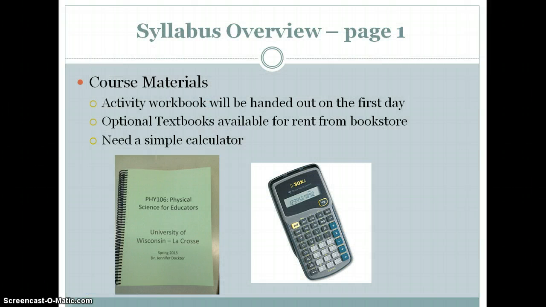On the first day of class, you'll receive a spiral-bound booklet, this one shown in green here, which is going to essentially serve like a textbook and a workbook for all of our class activities. There are some supplementary textbooks available to rent in the bookstore. However, I won't be giving any assignments out of those. You can certainly use them as an additional resource if you want. You'll also need a simple calculator. Cell phone calculators will not be permitted during quizzes and exams.